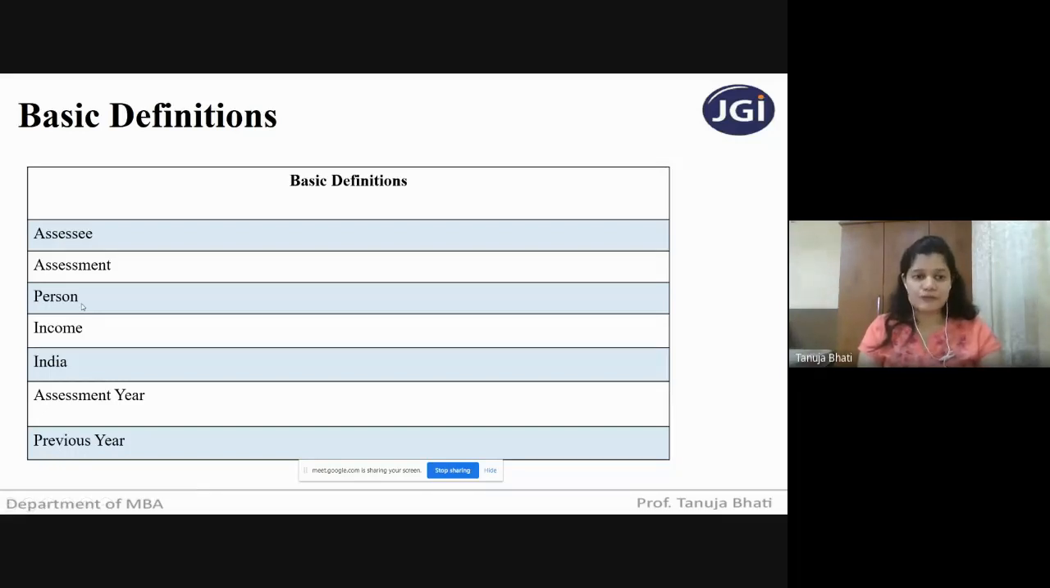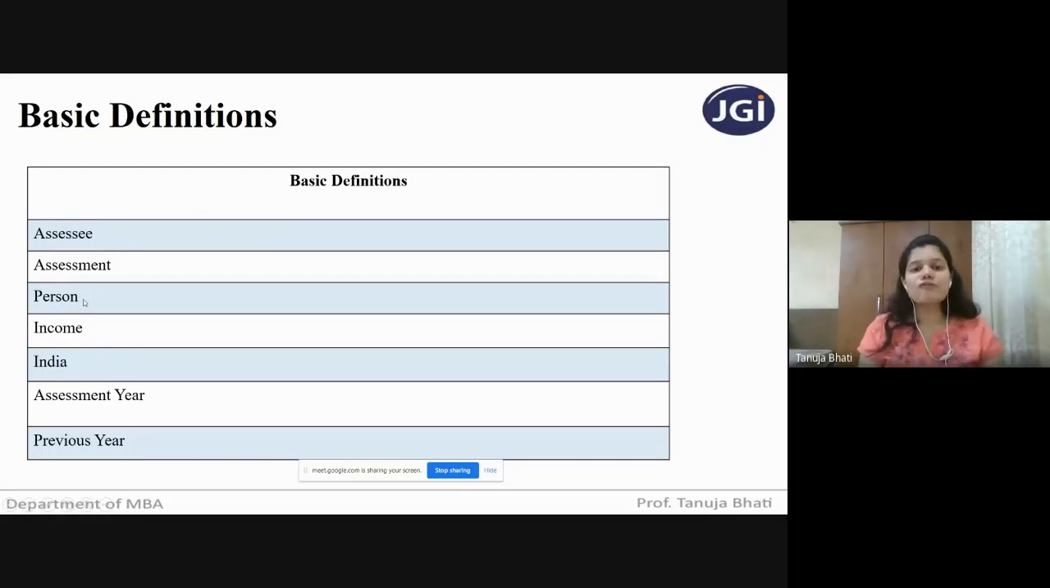Next I said AOP or BOI. AOP stands for Association of Persons. What do you mean by Association of Persons? Where 2 or more persons come together for a common purpose to start a common business, maybe for a limited period of time, with the goal of earning profit. So even such associations of persons are called SSE under income tax, and they are liable for assessment.